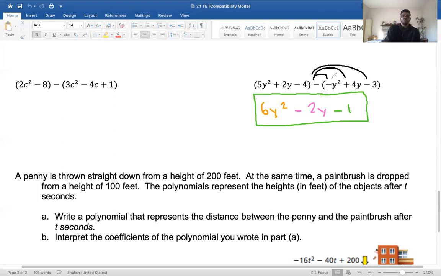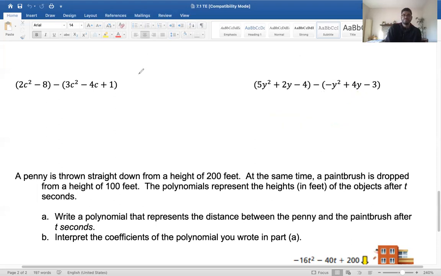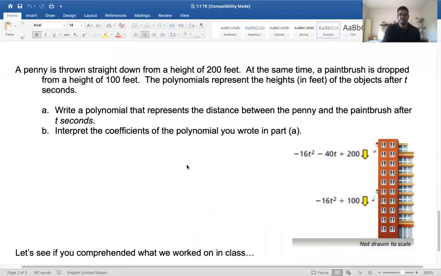Okay, last question here. A penny is thrown straight down from a height of 200 feet. At the same time, a paintbrush is dropped from a height of 100 feet. The polynomials represent the heights in feet of the objects after t seconds. Write a polynomial that represents the distance between the penny and the paintbrush after t seconds. So here we've been given these two polynomials, and we're dropping a penny and a paintbrush, and we want to find the difference between the two.